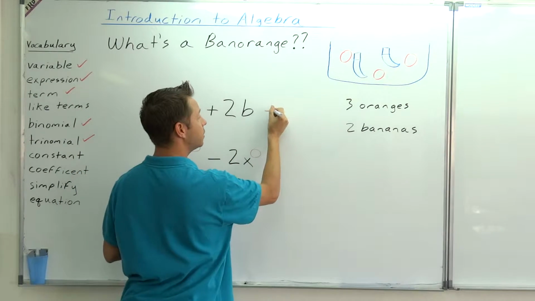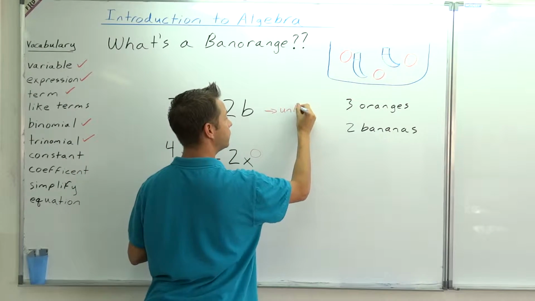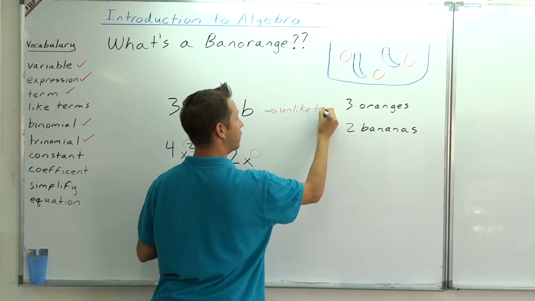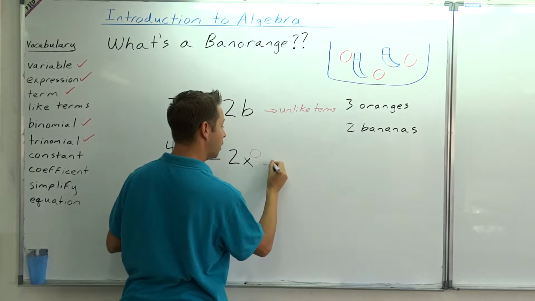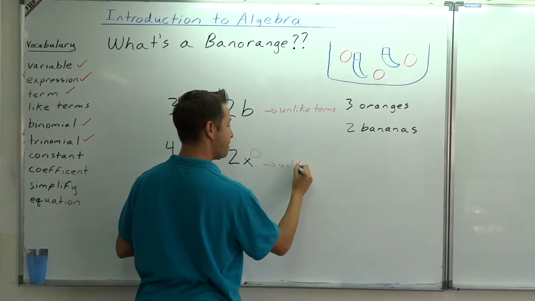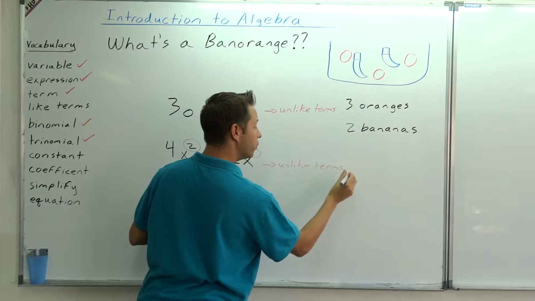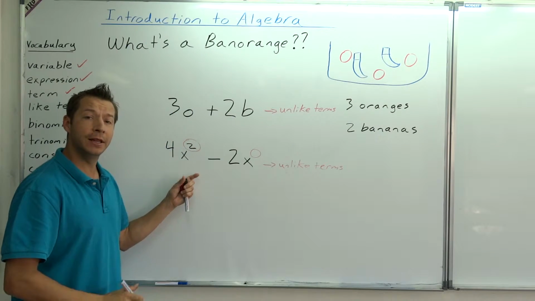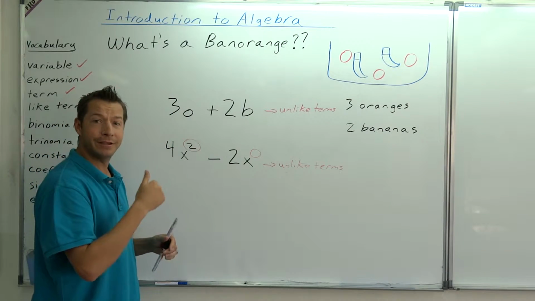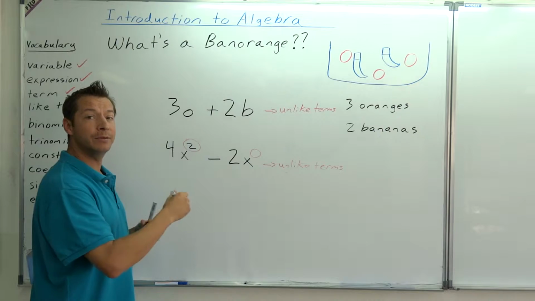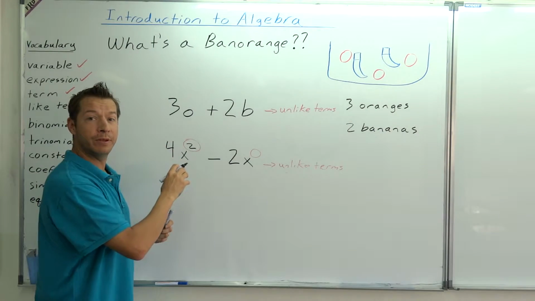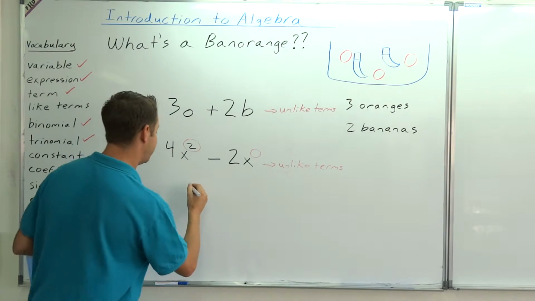So in this case, I've got unlike terms, and in this case here, I've also got unlike terms. So the rule is, in order for them to be like terms, they have to be the same variable, and they have to be to the same exponent.